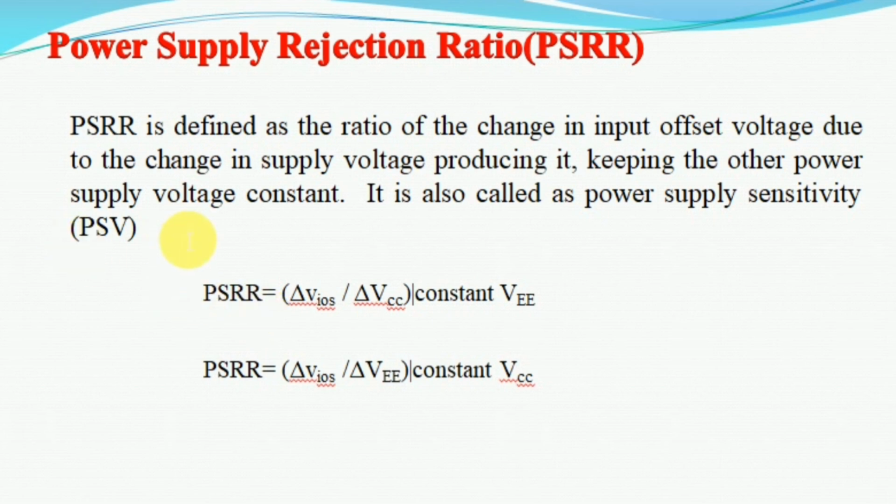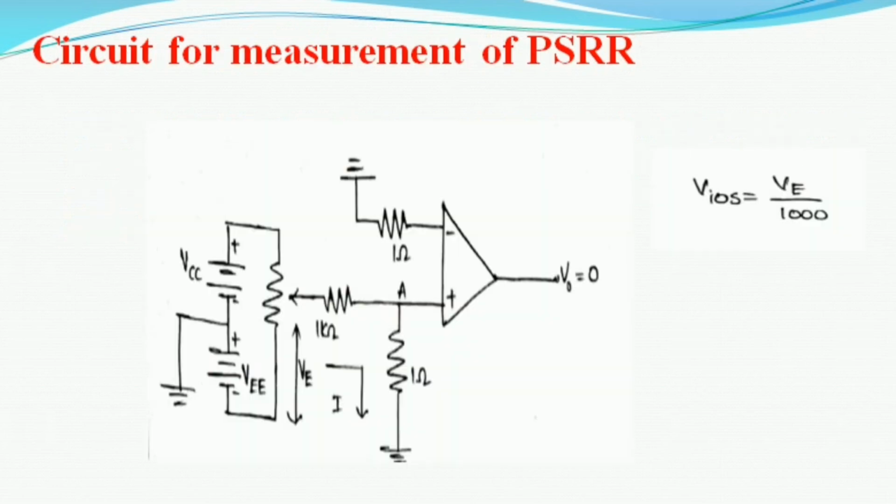Now let us see the practical circuit that is used to calculate the PSRR value. As we know, the same circuit is used to calculate the input offset voltage, one of the op-amp parameters. We have to repeat the same procedure as for the input offset voltage. That is, first of all we keep the VCC and VEE values constant, and we change this potentiometer in such a way that the output voltage value will be 0.